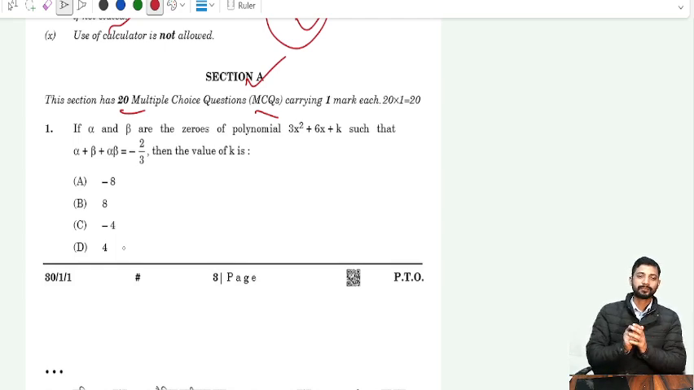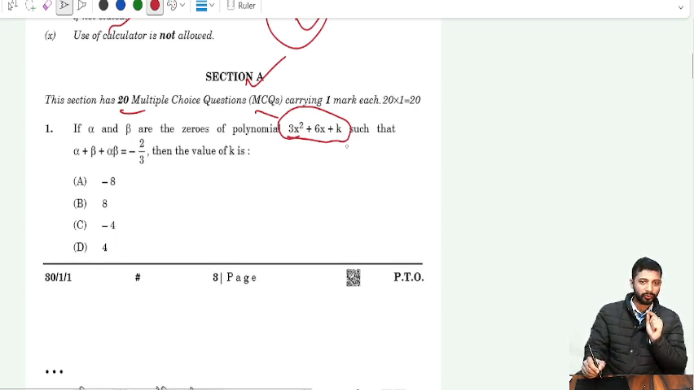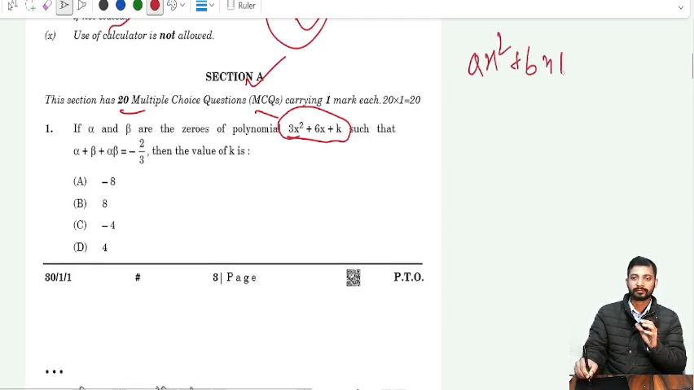Here it is given that alpha and beta are two zeros of the polynomial 3x square plus 6x plus k. Just think and understand. This is a quadratic polynomial. The format of a quadratic polynomial is ax square plus bx plus c, and if its zeros are alpha and beta, then the sum of zeros, that is alpha plus beta, is minus b by a. The product of zeros, that is alpha into beta, is c by a.